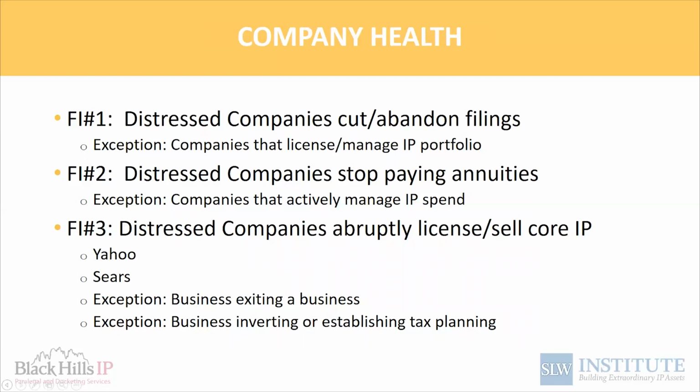Number three, they abruptly sell or license core IP. Yahoo is very famous for selling lots of its IP to different people over the last few years. Sears just sold off their Craftsman line. These are very good examples of a company in distress. This tends to be after they've cut or abandoned IP filings and stopped paying annuities, but it's a logical progression.